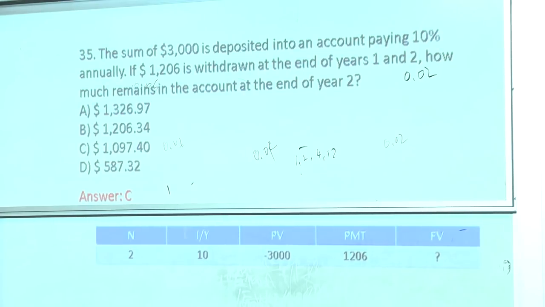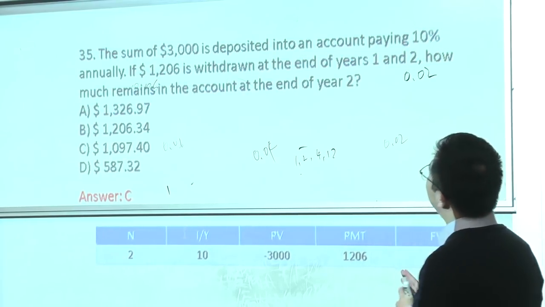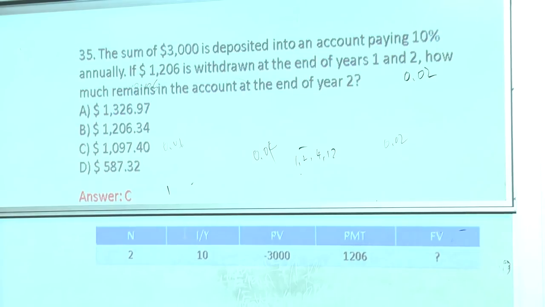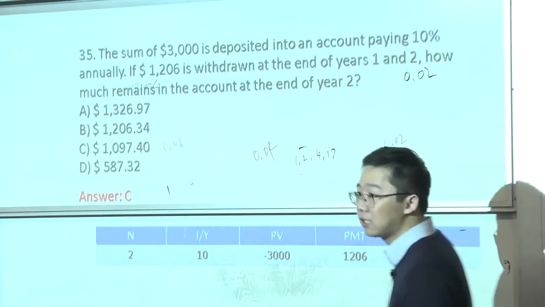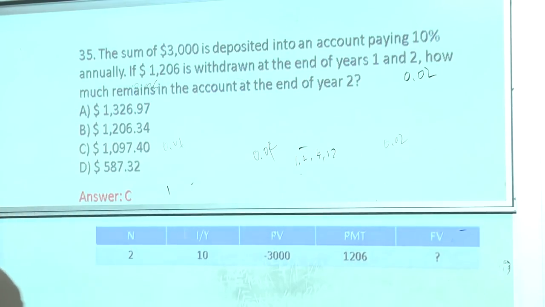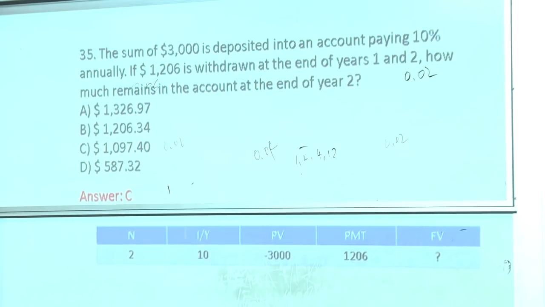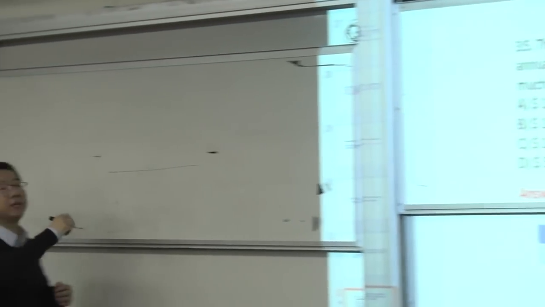The sum of $3,000 deposited into an account paying 10% annually. So it's annual compounding, m equal to 1. And if $1,206 is withdrawn at the end of year 1 and year 2, how much remains in the account at the end of year 2? So first things first, I would draw a timeline and see what's going on. There are 2 periods.